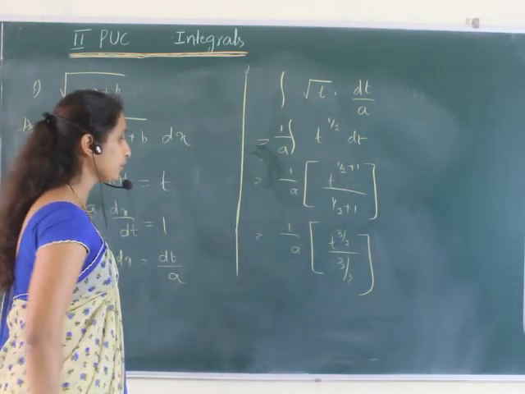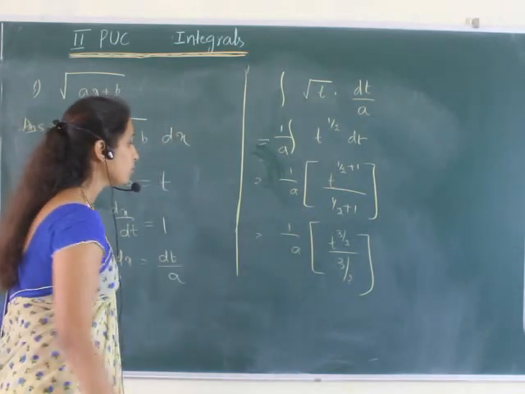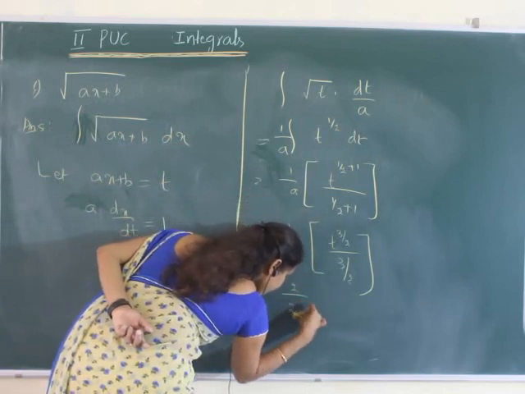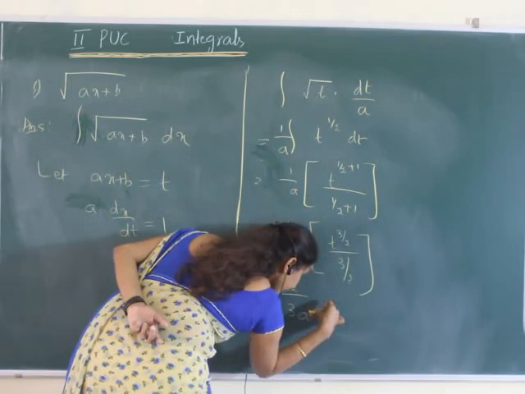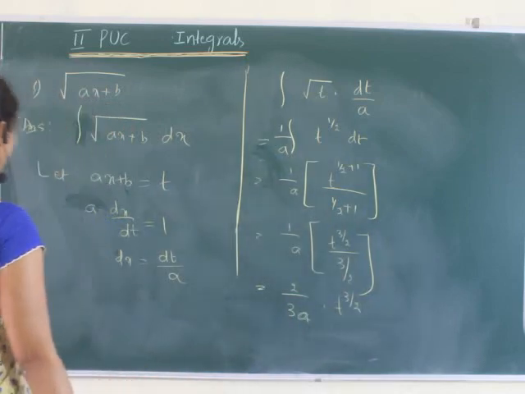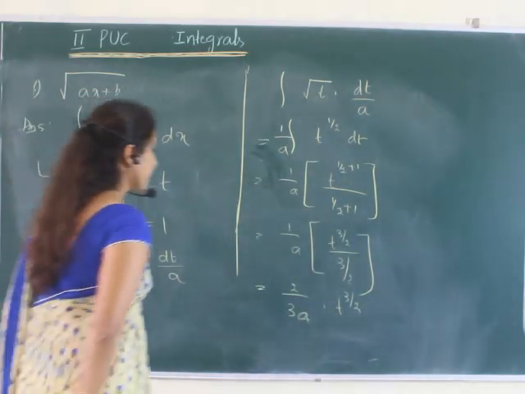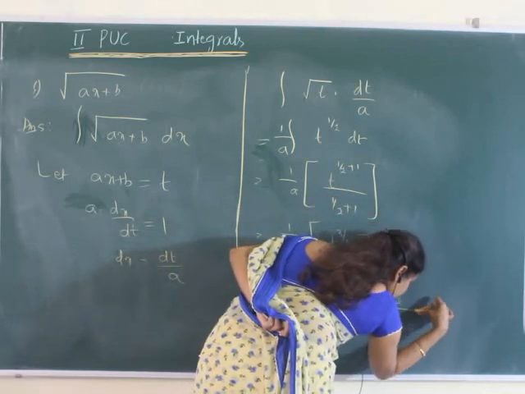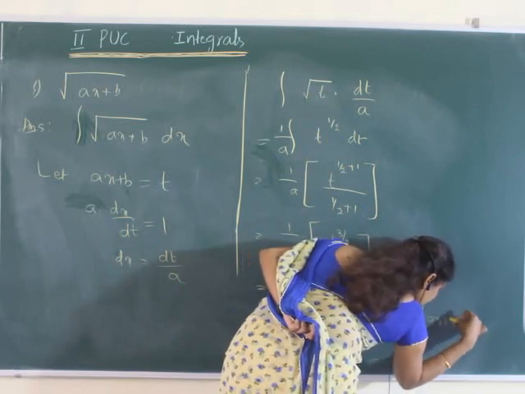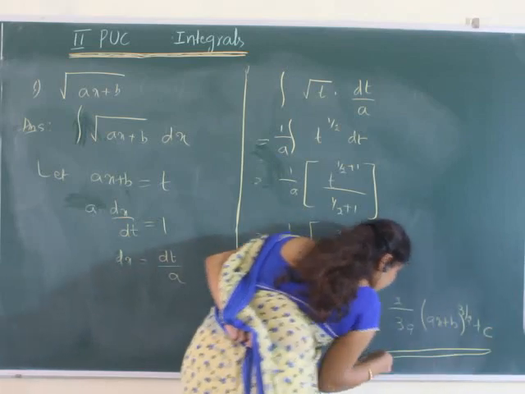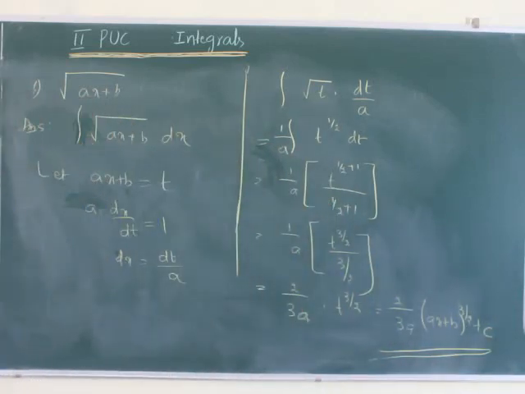So I can take 3 by 2 to the numerator, so that becomes 2 by 3a into t to the power 3 by 2. But what is t? t is ax plus b. So 2 by 3a into (x plus b) to the power 3 by 2 plus c. This is the answer for that question.